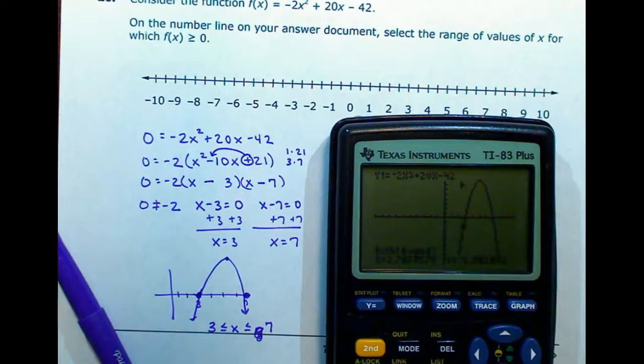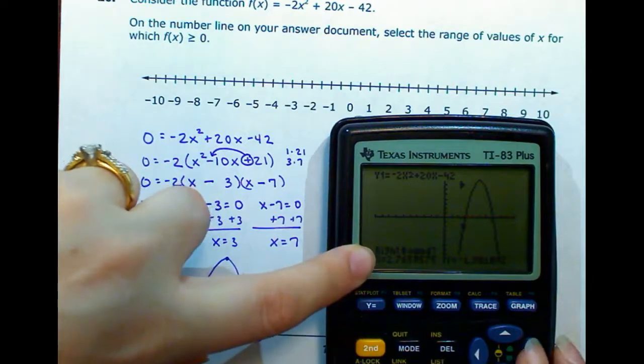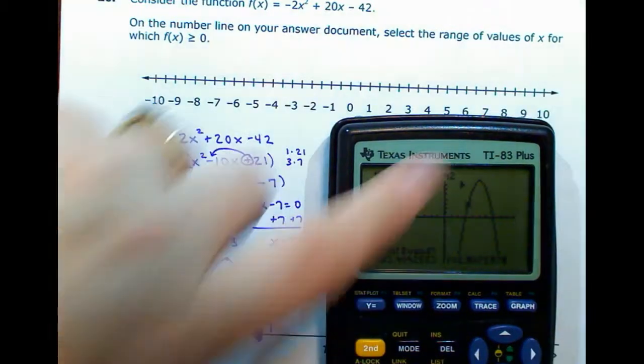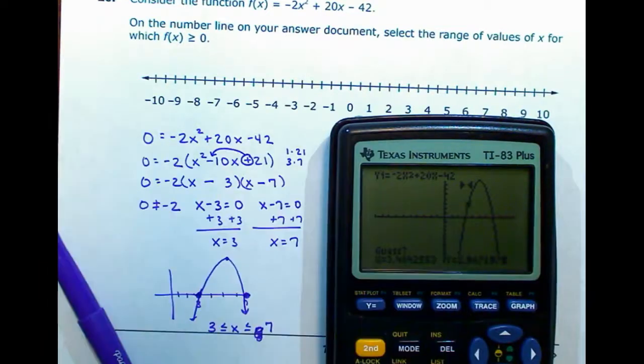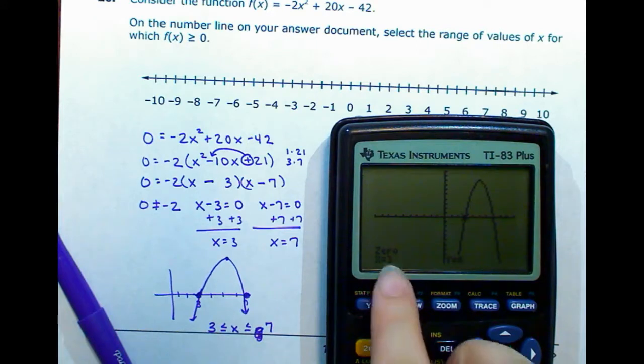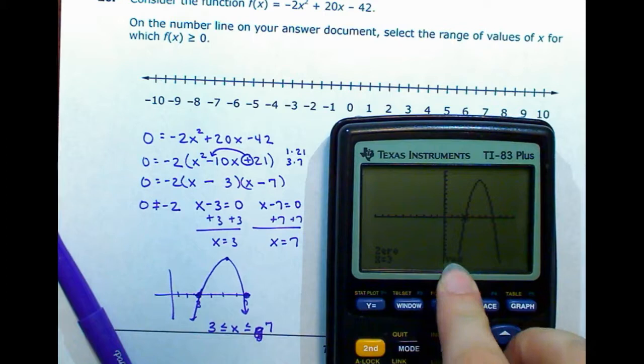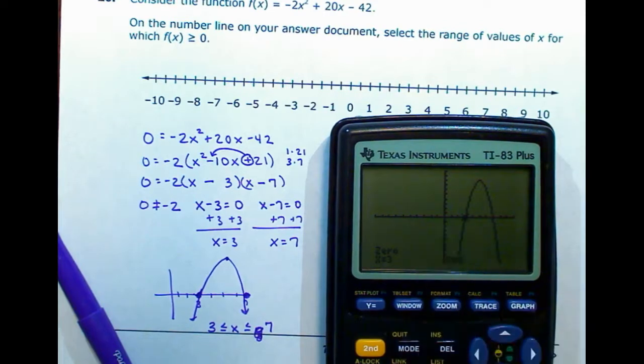I'm going to hit enter, and then it tells me to go to the right side. So I'm going to go to the right side of it, just above it, and hit enter again. And then it wants us to guess. We don't need to guess, so we just hit enter one more time. And notice it tells me that my x value is 3 when my y is 0. So definitely at 3. And then we would do the same thing with the other 0.